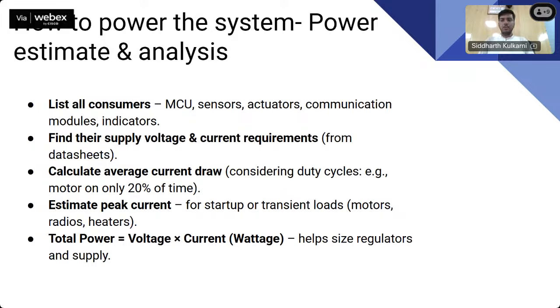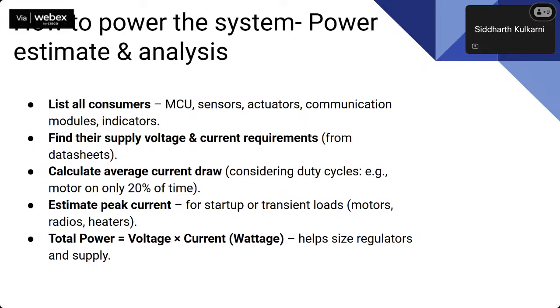Now, as you have got a list of all the components that you have selected, you have a sensor, you have a microcontroller, you have motors, you have your motor drivers. Based on that, you need to find out what is the power requirement of the system. Like I mentioned, first list all the consumers, what all things will consume the power that you will be giving. Then you need to calculate the total power required, that is power is equal to voltage into current, that is the watt that you will get.